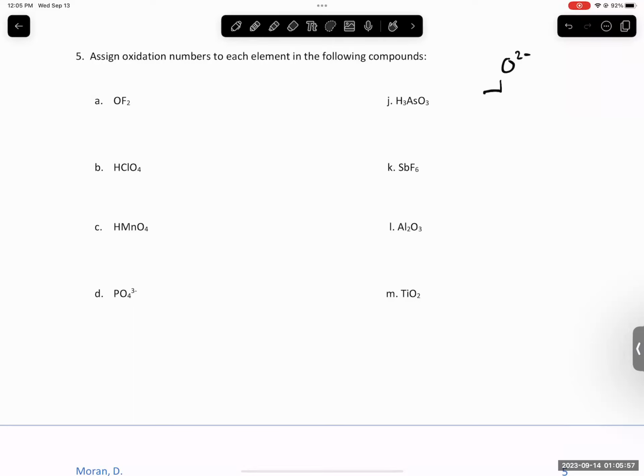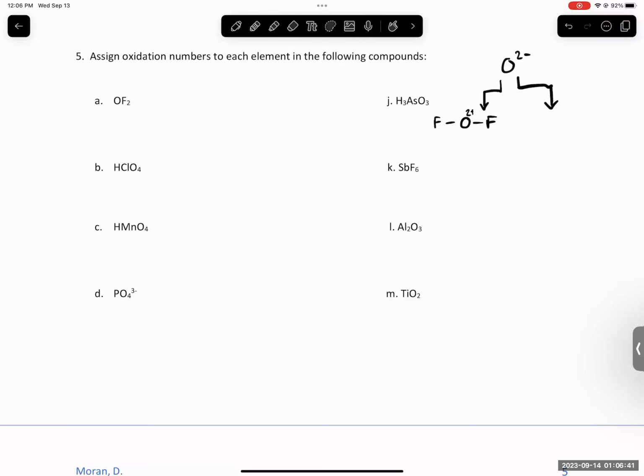The first one is if you have oxygen bonded to fluorine. Typically this one's going to have an oxygen with an oxidation state of +2, because it's bonded to fluorine. So I kind of gave away the answer to part A already. So that's one exception.